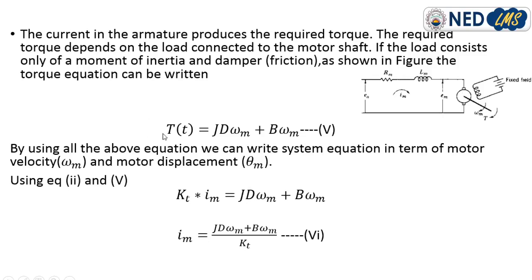The developed torque will be equal to J d omega m. This is basically the moment of inertia at this point. Similarly, it will face damping B omega m. So this is the developed torque. By using all the above equations, we can write it in terms of motor velocity and displacement.